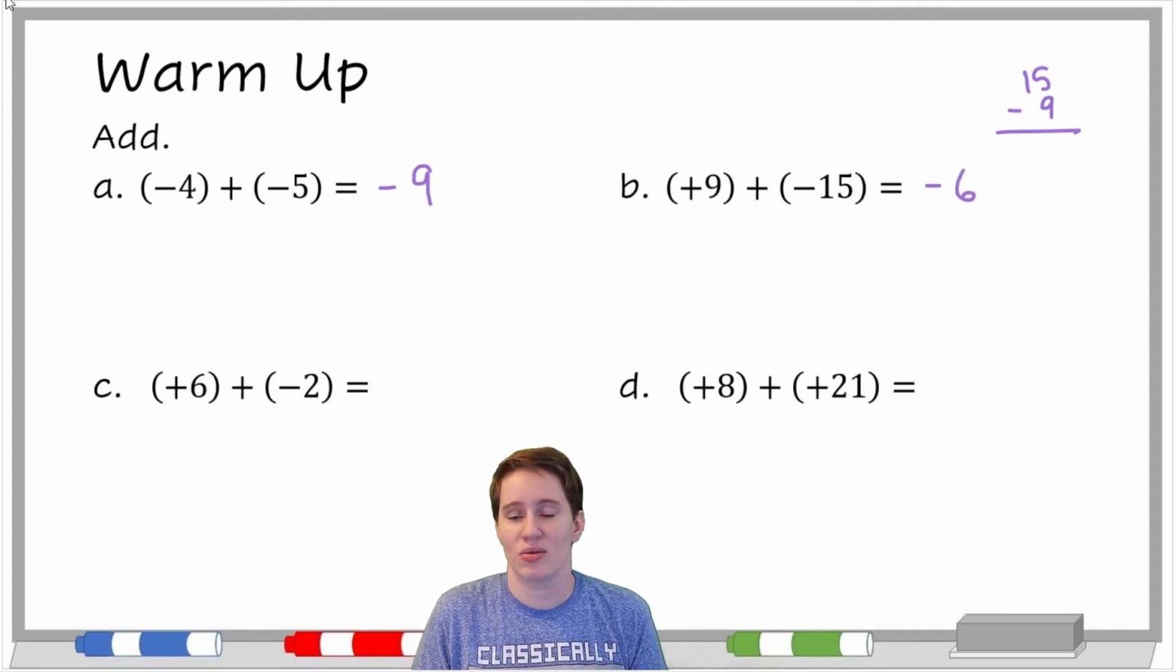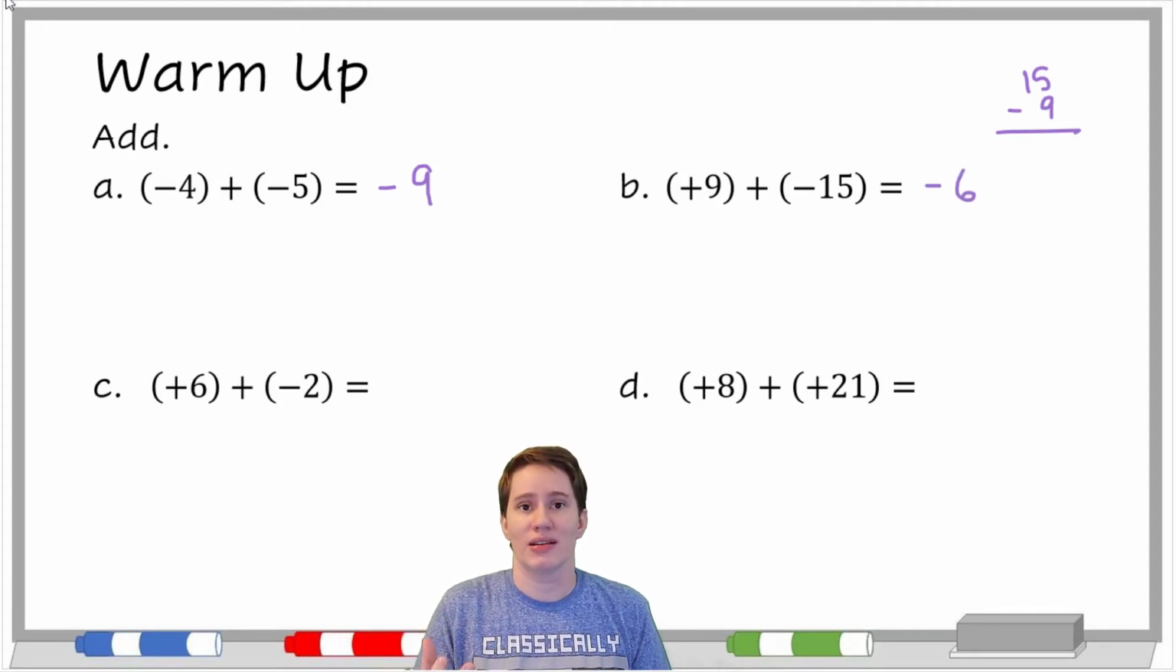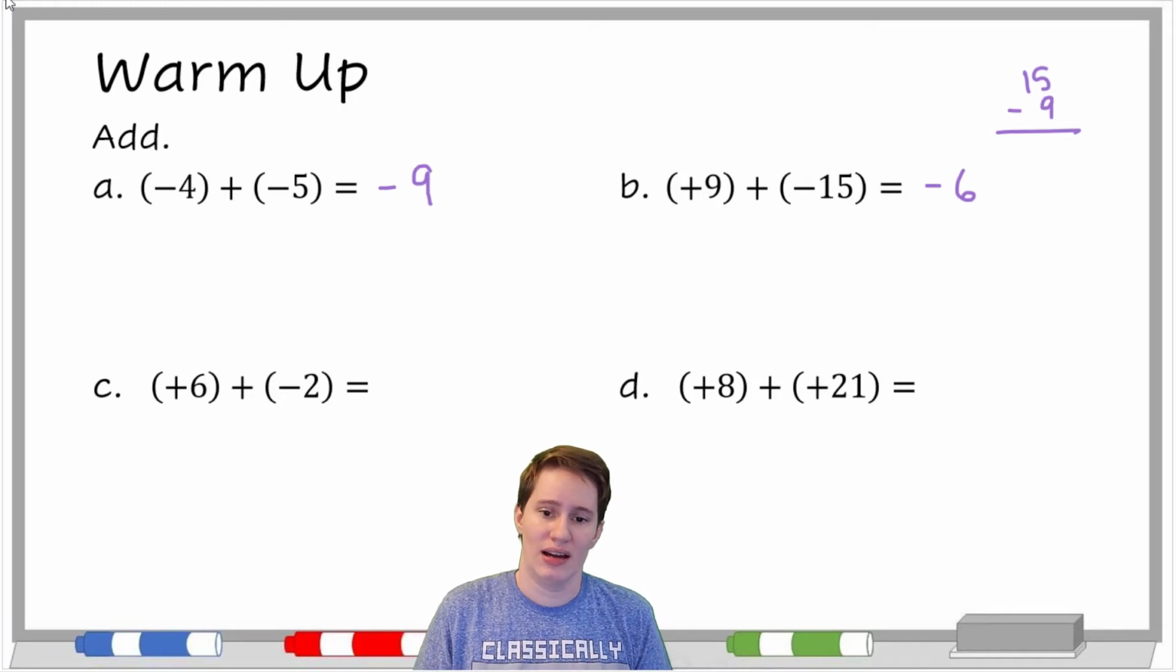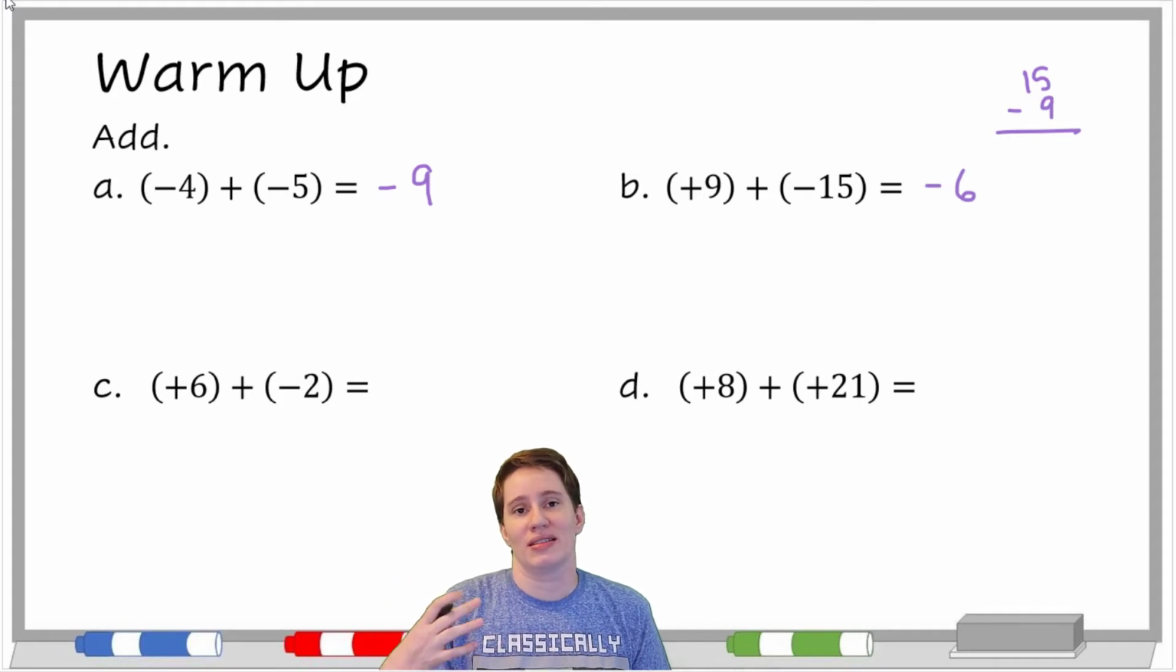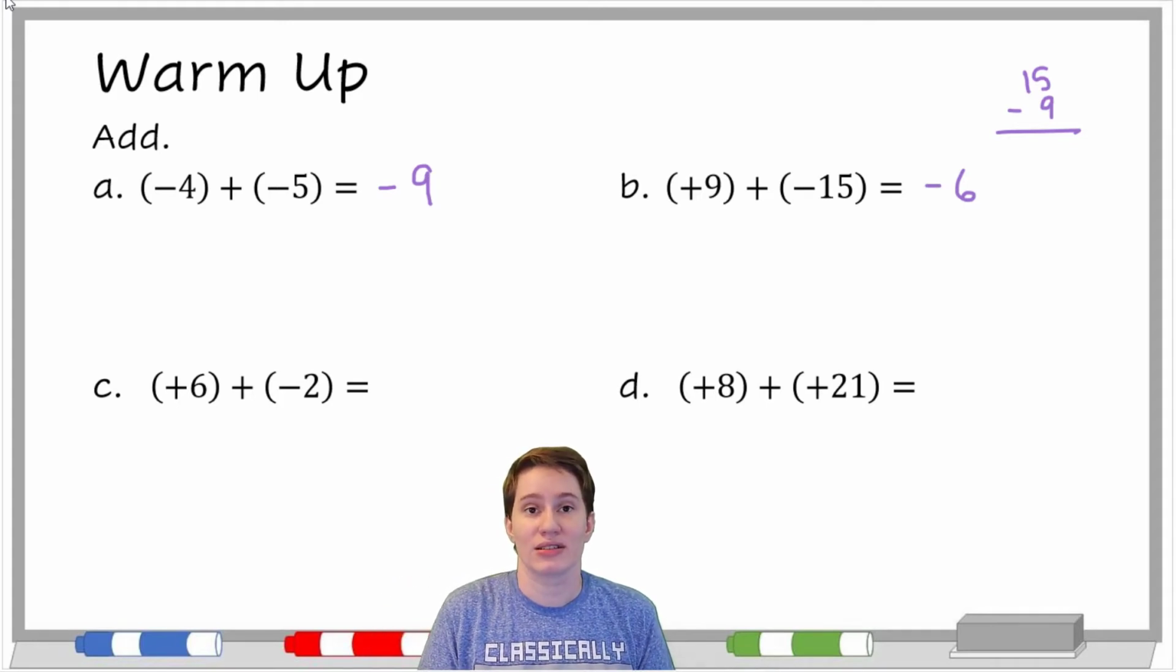So this would be a case where maybe we have 9 of something and we're adding to that the idea of taking away 15. And so we don't have enough to actually cover that, right?